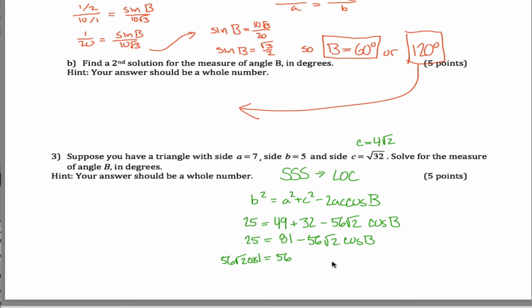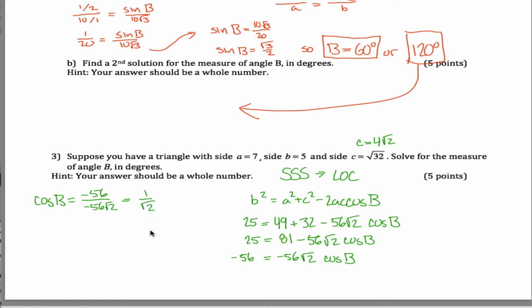You know what? People aren't going to do it that way. What people are going to do is they're going to subtract 81 from both sides of the equation, which is totally fine. That gives you negative 56 over here, and that's equal to negative 56 root 2 cosine of B. So the cosine of B is negative 56 divided by negative 56 root 2. But this negative 56 and this negative 56 cancel each other out.